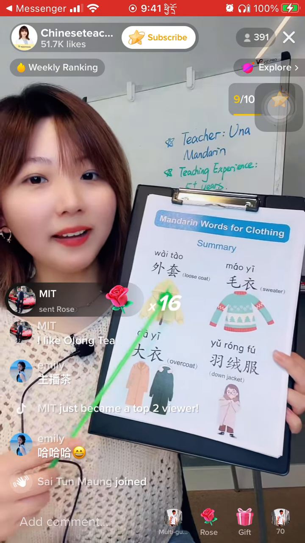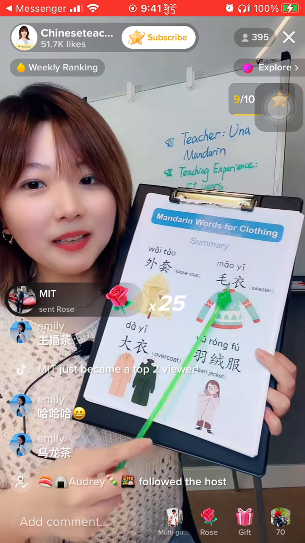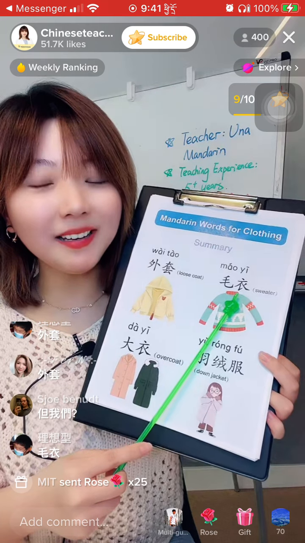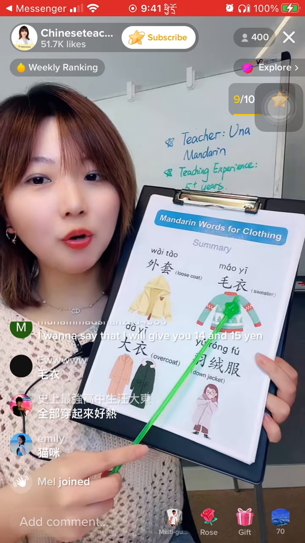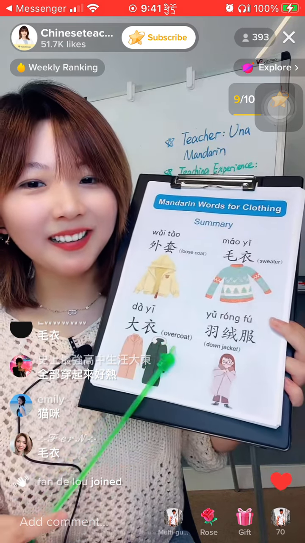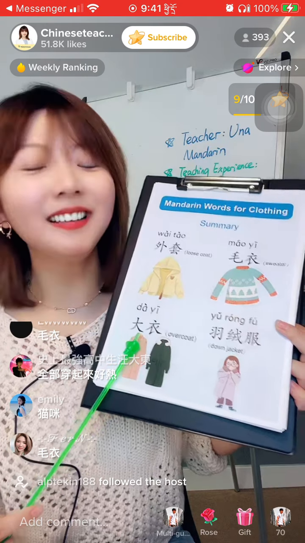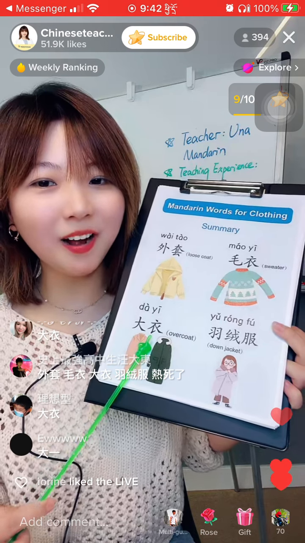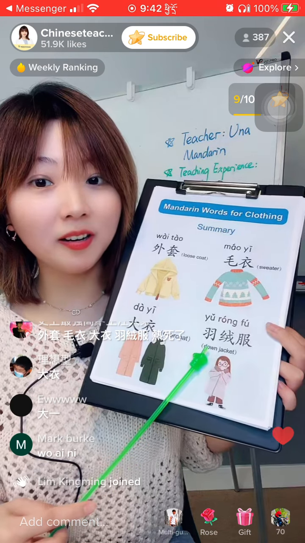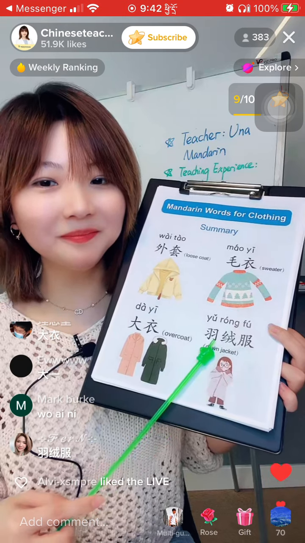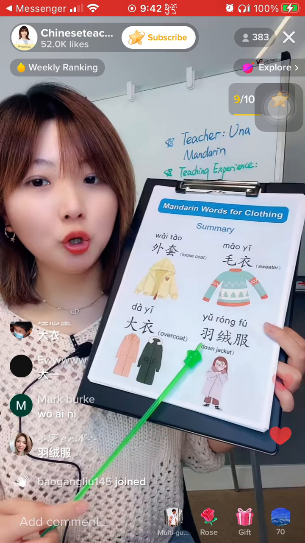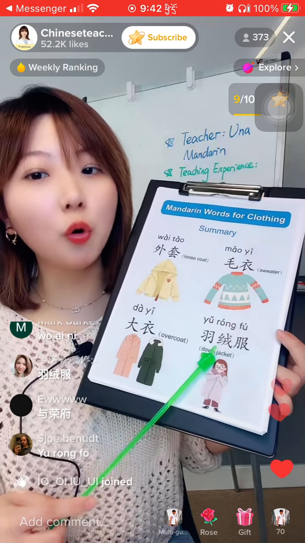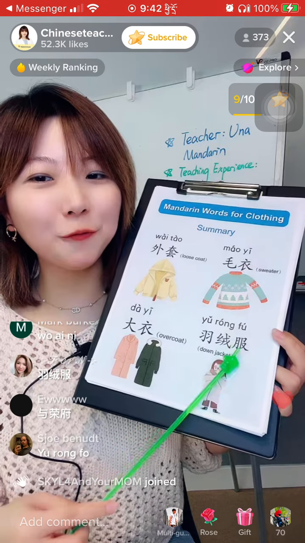Okay, first one, 外套. This one, sweater, can you try? 毛衣. This one. Can you try? Good. 大衣, 非常好. The last one, can you try? This is a bit hard. 羽绒服, 羽绒服. Again, 羽绒服. Very good. Perfect.